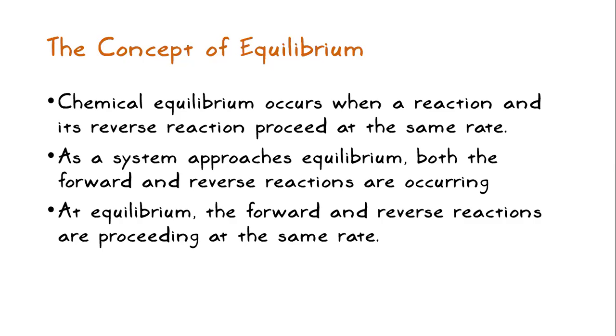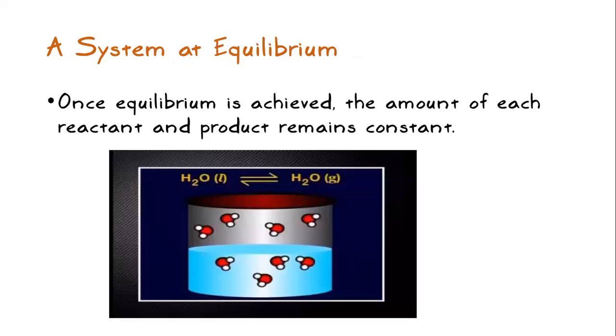That is, the forward and then the reverse reactions are occurring at the same rate. That is when we say there is chemical equilibrium. So as a system approaches equilibrium, both the forward and reverse reactions are occurring. And the last point is that at equilibrium, the forward and reverse reactions are proceeding at the same rate. I think it's just stating the same points again.